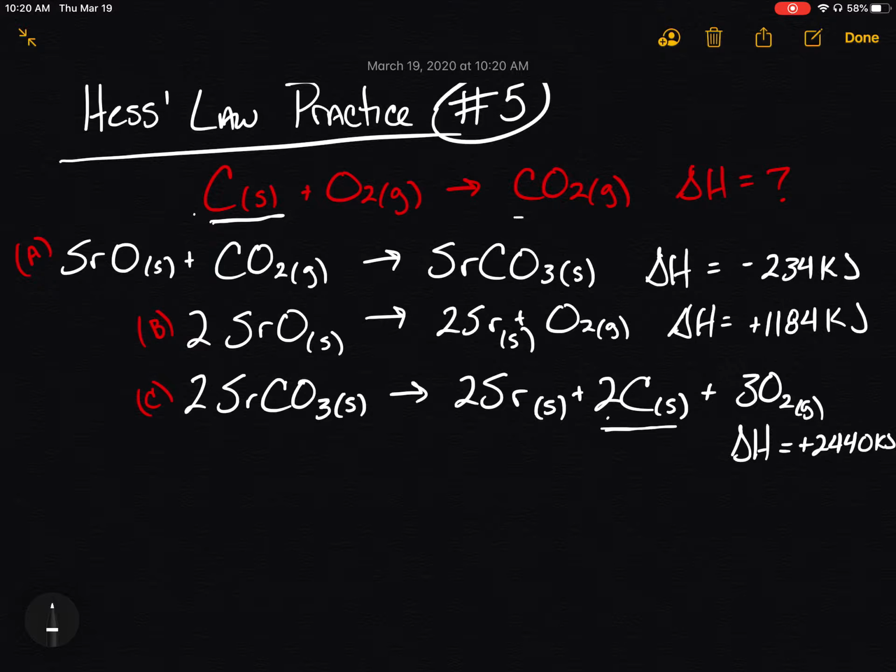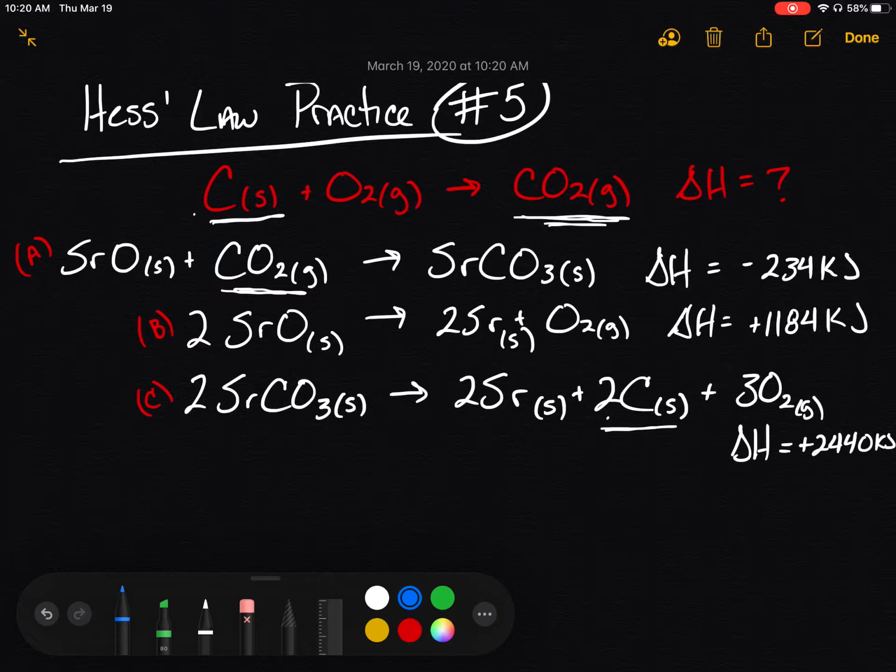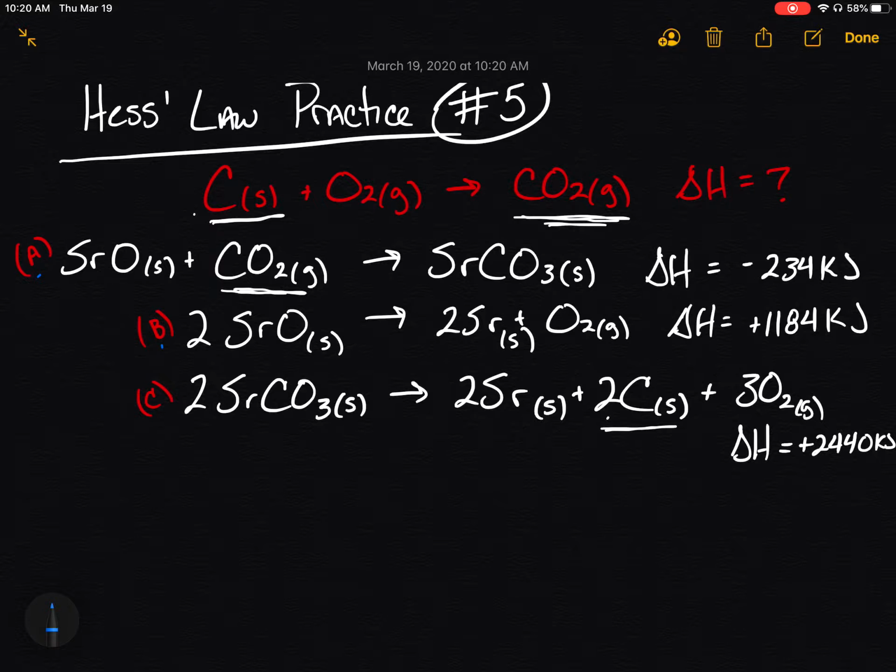I can also see that I've got a carbon dioxide up here in our red reaction, and I've got a carbon dioxide here in reaction A. Again, this one's in the reactants, this one's in the products, right? So flipping reaction A would also be a step. That just gives me an idea of where to start. You don't have to work through these reactions A, B, and C in order. You can work with them in any order you want to.